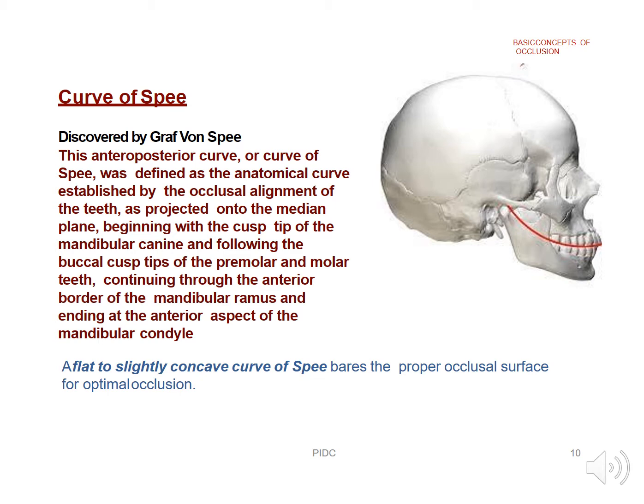So you can see all this explanation in one red line on the picture of the skull. A flat to slightly concave curve of Spee bears the proper occlusal surface for optimal occlusion.